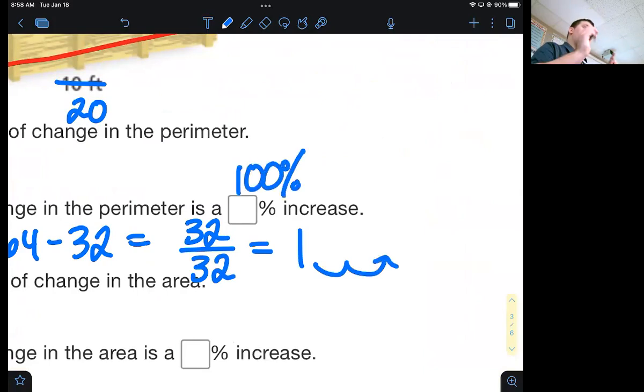So if something doubles, it's 100% bigger. If I had $5 in my bank account and I doubled it, not only do I have that $5, but I have another $5. So I've got 100% more of what I have. So if something doubles, it doesn't get 200% bigger, it's 100% bigger.